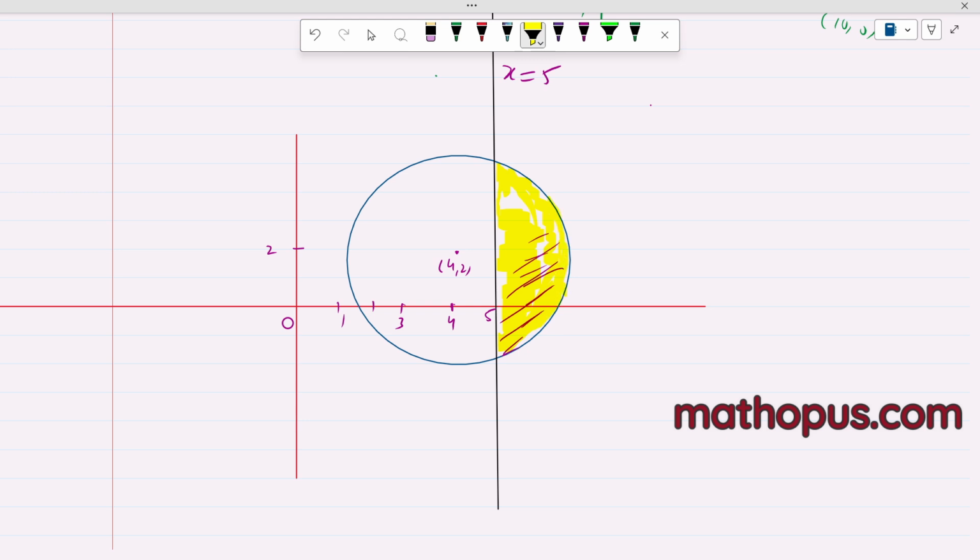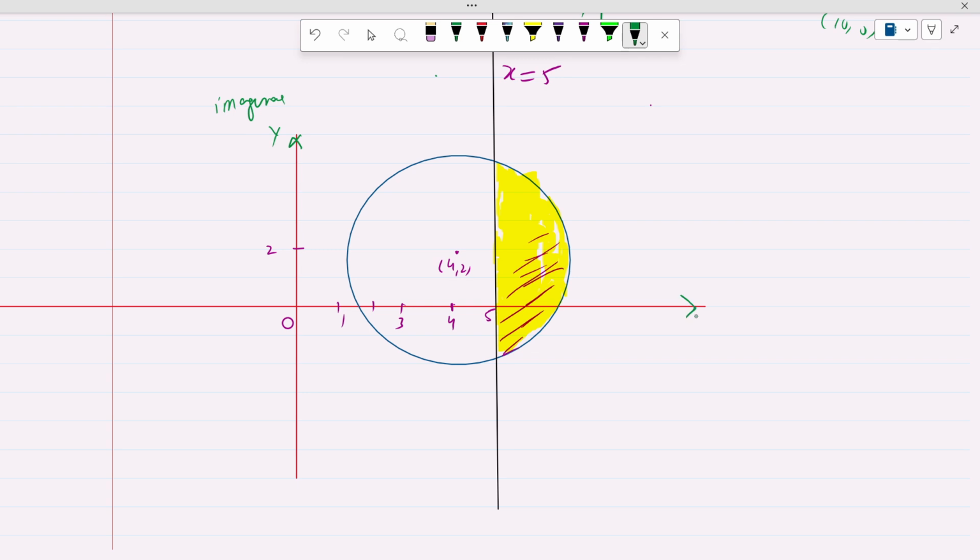Inside the circle and right of this perpendicular bisector, this is our required locus. Okay, now let's label this. We have already labeled it. It is an Argand diagram. This is y, the imaginary axis.